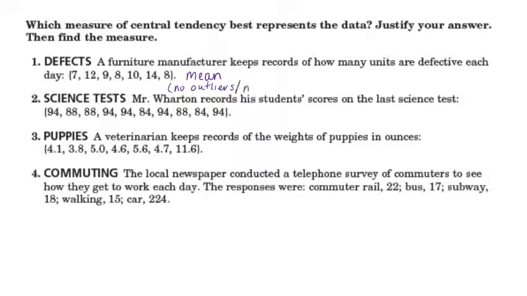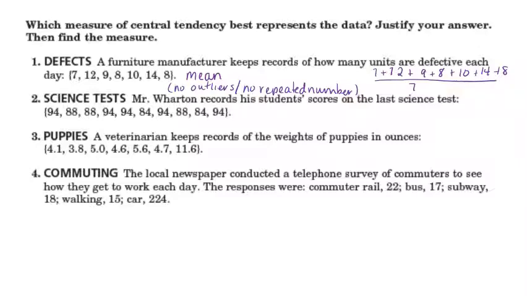And we'll put underneath that: no outliers and no repeated numbers. Okay, so that's our reason. Let's find the mean of this set of data. To find the mean, we're going to add all these numbers up. Plus 12, plus 9, plus 8, plus 10, plus 14, plus 8, and there are 7 numbers.